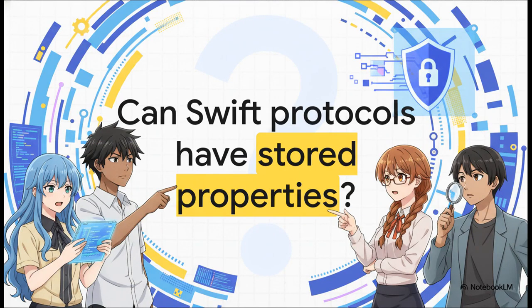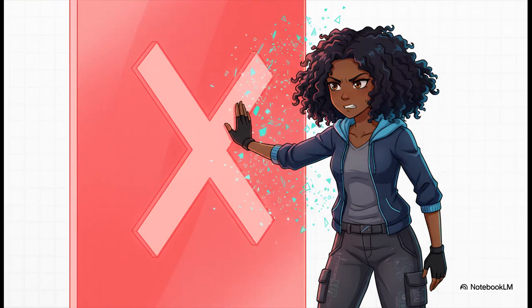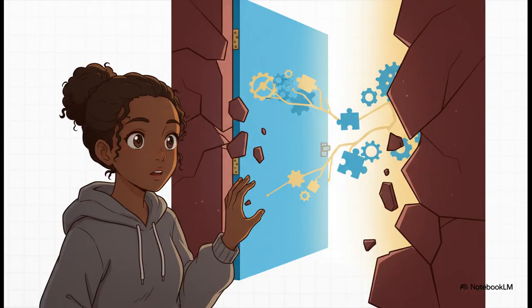Let's just put the question right out there. Can you, or can you not, stick a stored property inside a Swift protocol? It seems like it should be a simple question, right? And there you have it. The simple, kind of blunt, and often really frustrating answer is a hard no. You just can't do it, end of story. Or is it the end of the story?